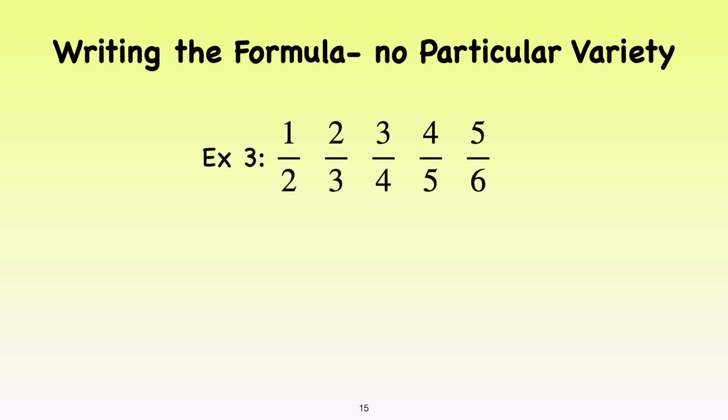The numerators start with 1 and increase by 1. The denominators start with 2 and increase by 1. Another way to think of this is the denominator is 1 more than the numerator. N, the number of the term, corresponds to the numerator. This formula will do it.